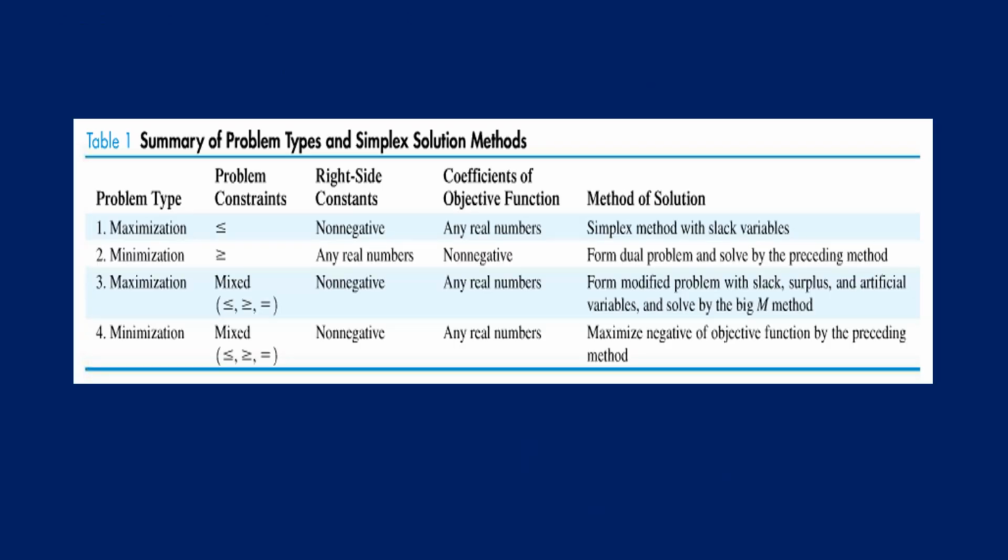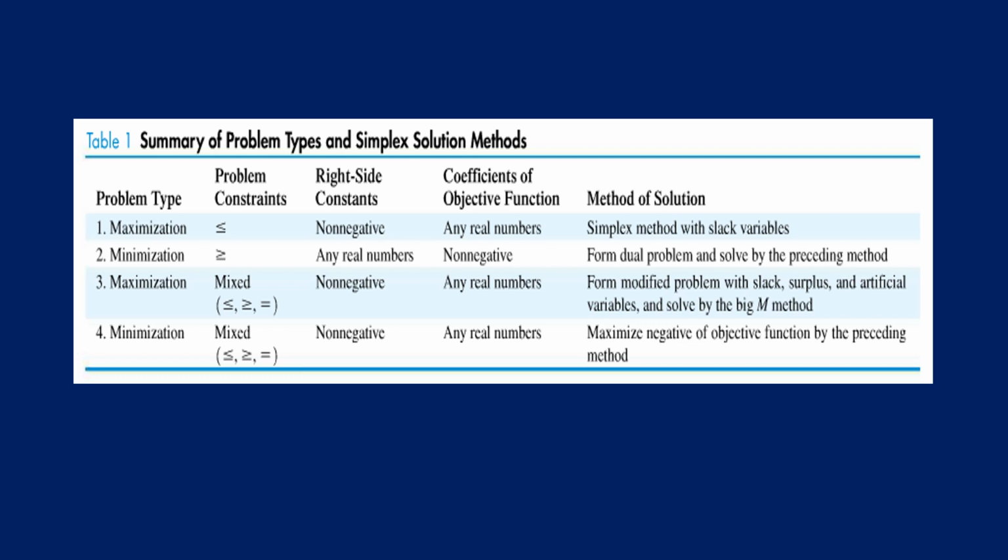So this table gives a summary of the different problem types and simplex solution methods. Now notice in number 2, we have minimization with only greater than or equal problem constraints. The right side constants can be any real numbers, but the coefficients are non-negative. And to do that problem, we form the dual problem and solve using the simplex method.